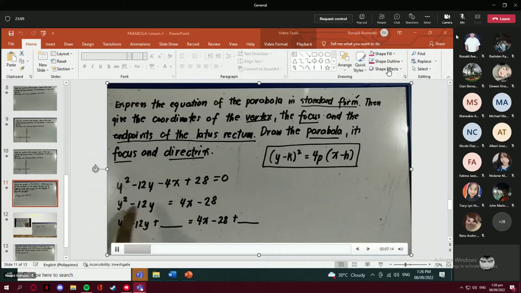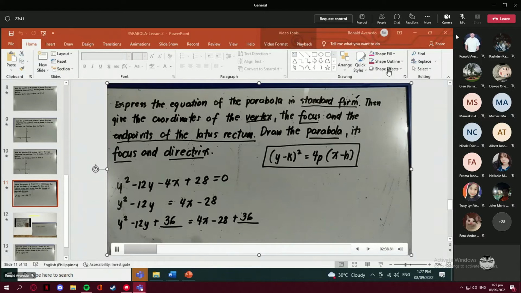So, look at the second term. Do not mind the sign. So, we have here 12 divided by 2, always divided by 2. Then, square. So, 12 divided by 2 is 6. Then, 6 square or 6 times 6 is 36. So, whatever the number that we're going to add on the left side, the same number we're going to add on the right side. So, plus 36.